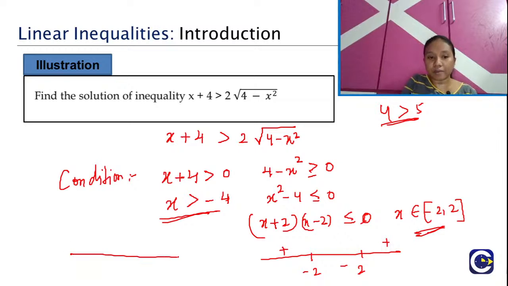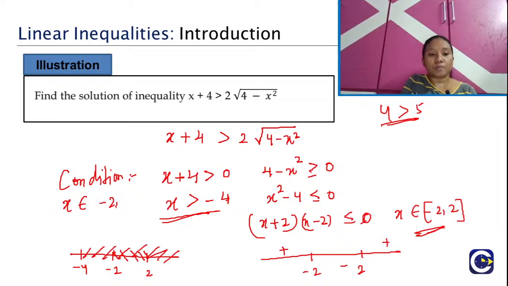That means I am having minus 4, minus 2 and 2. So for the first one it will be this and the second one greater than minus 4. That means the intersection is nothing but minus 2 and 2. So what is my condition interval here? My x belongs to minus 2 comma 2. That will be my condition interval here.